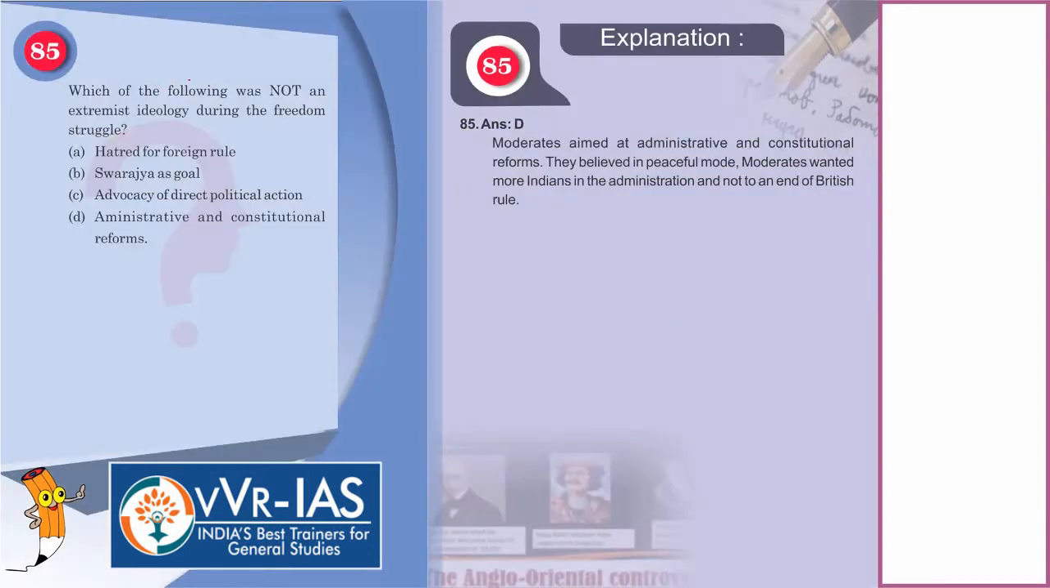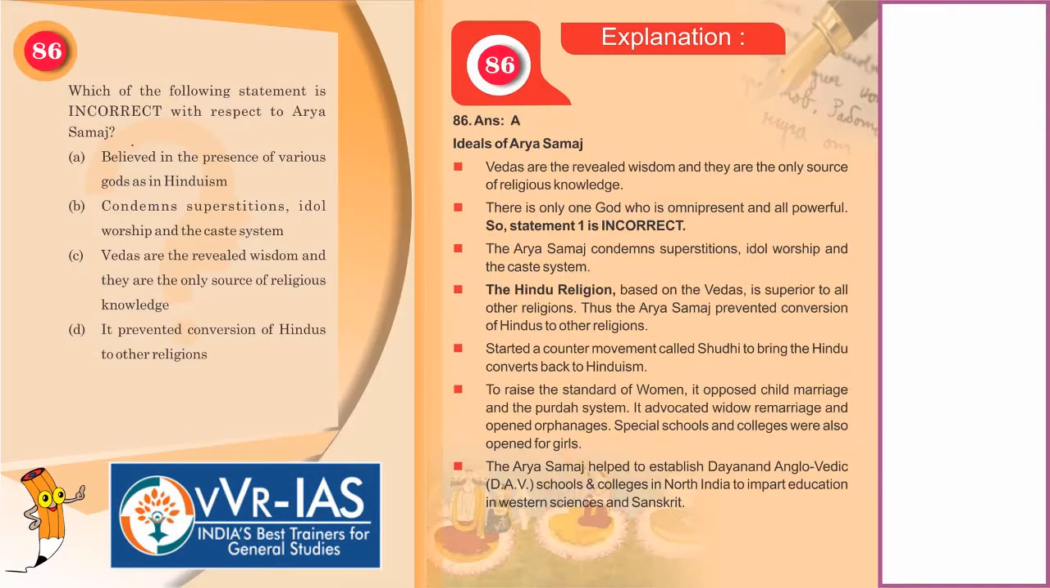Which of the following was not an extremist ideology during the freedom struggle? Hatred for foreign rule, Swarajya, advocacy, administrative. See, obviously D. This was what was practiced by moderates.